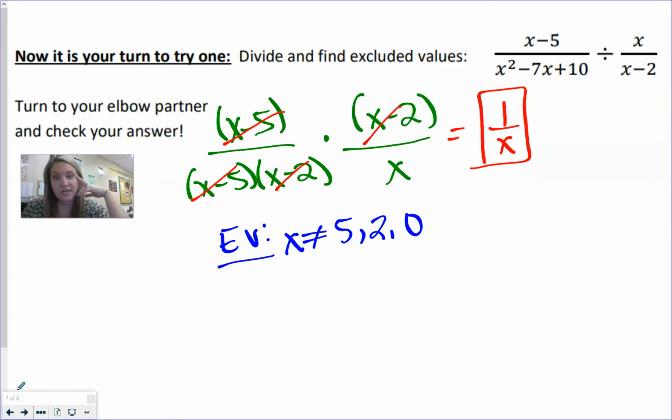All right, check with me, see how we did. You should have simplified to be just 1 over x, and your excluded values are 5, 2, and 0. So 5 and 2 come from your first denominator. 2 also comes from your original denominator on the right-hand side, and then 0 comes from your new denominator after you flip it over. You have just an x on the bottom.